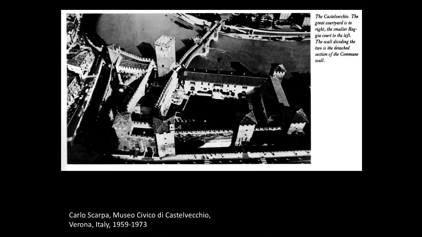And then this is my last example of Scarpa, but perhaps one of my favorites. It's of an existing building, this Castelvecchio, which means old castle. But it was an old castle in Verona that was turned into a museum. And Scarpa was charged with renovating it in perhaps one of his longest works. It took from 1959 to 1973.